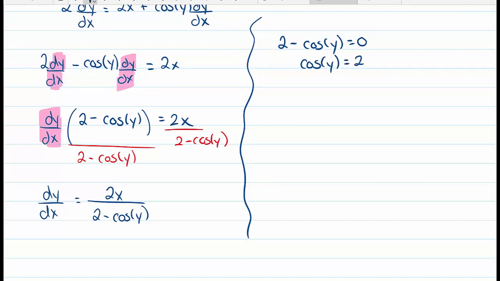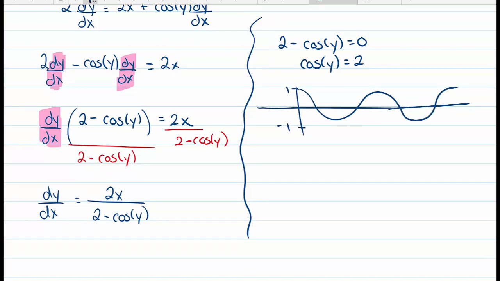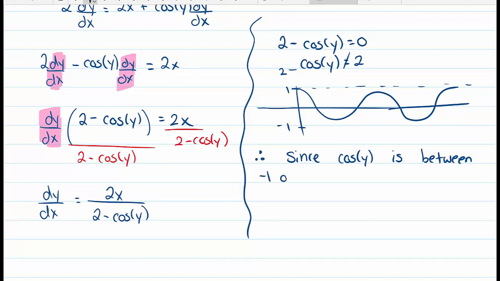Now let's just stare at that for a minute. Can cosine, the graph of cosine, I know it's of y, but here's the graph of cosine roughly, and here's 1 and here's negative 1. Can we ever get up to 2? Well, no, we can't. So this is never true. So here's our conclusion. Since cosine of y is between negative 1 and 1, and when I mean the cosine of y, I mean the outputs, 2 minus cosine of y can never equal 0.